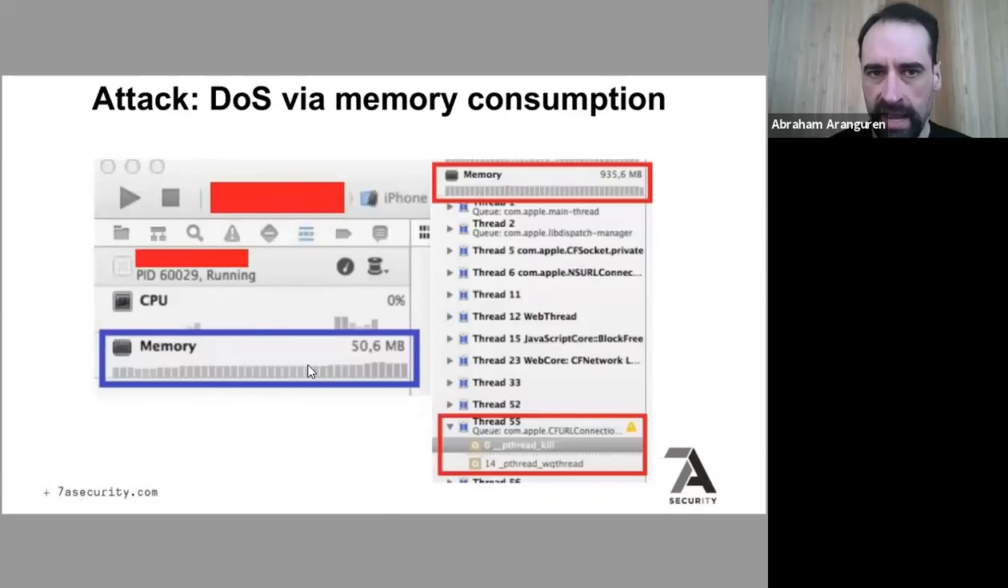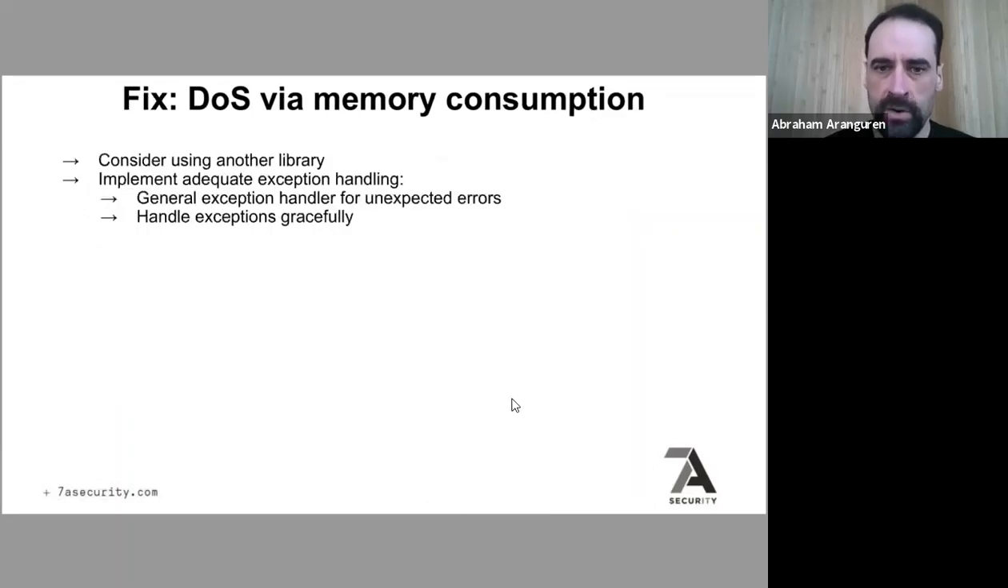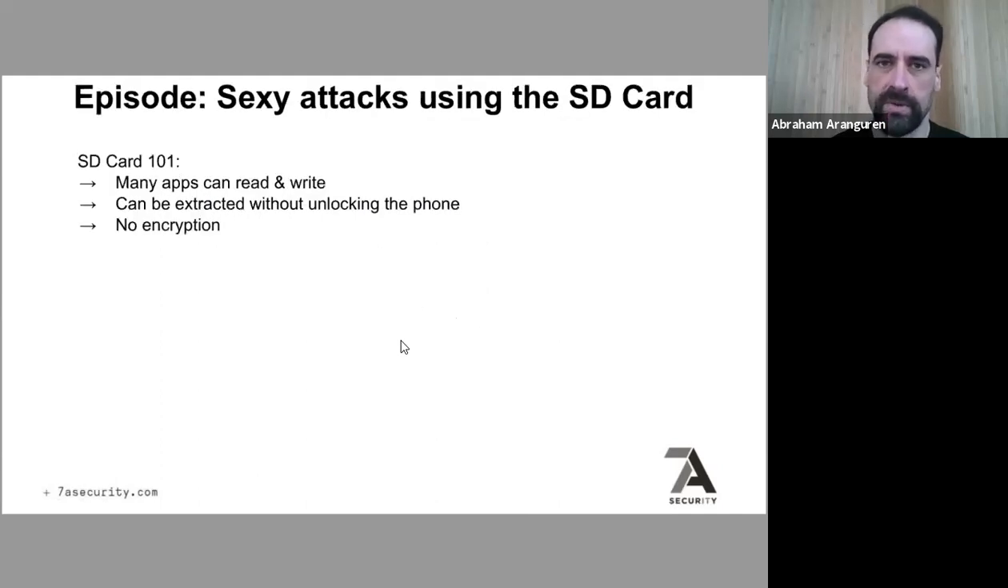So on the left would be normal usage. You can see it's 50 megabytes of memory, and then this is on the crash. It is using almost 1 gigabyte of memory, and this is the crash here, right? So it's a denial of service using memory consumption. The fixes, you can watch the longer recording for this. I'm just going to skip them because there are a lot of cool vulnerabilities that I think you will enjoy in this presentation.